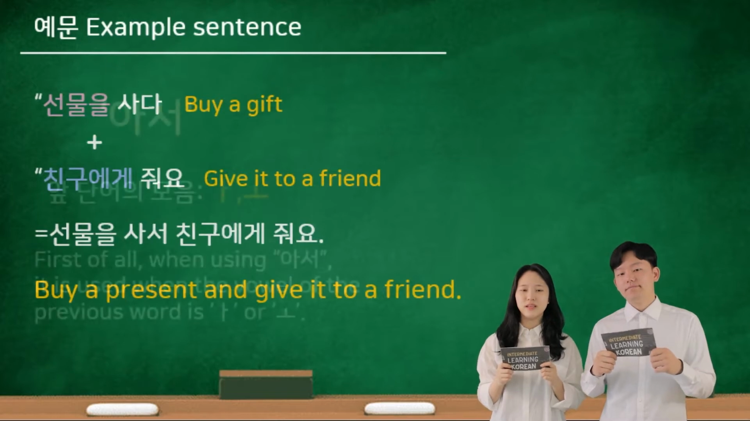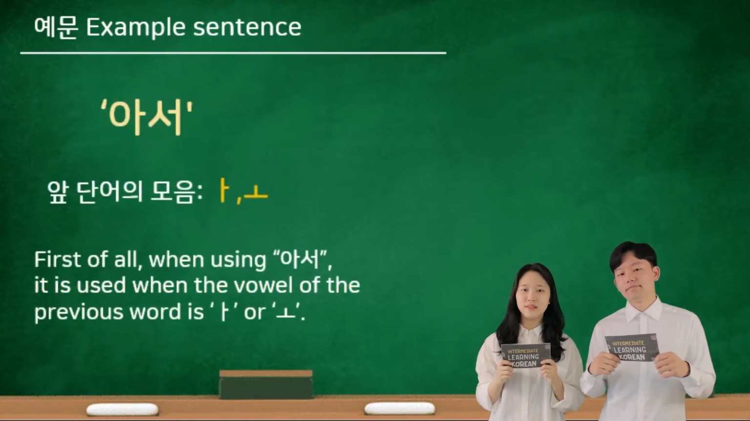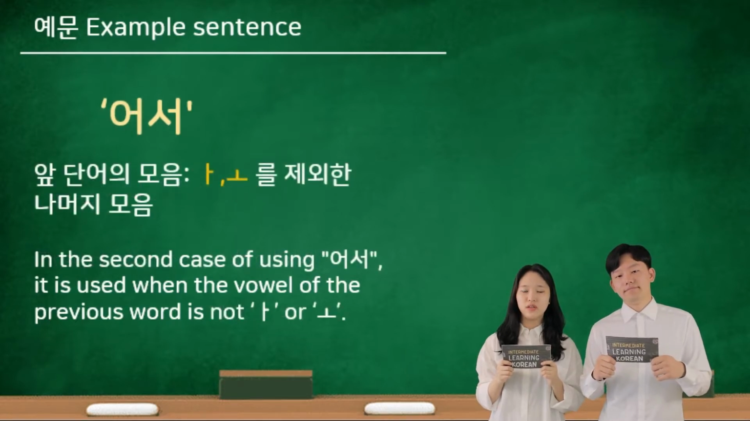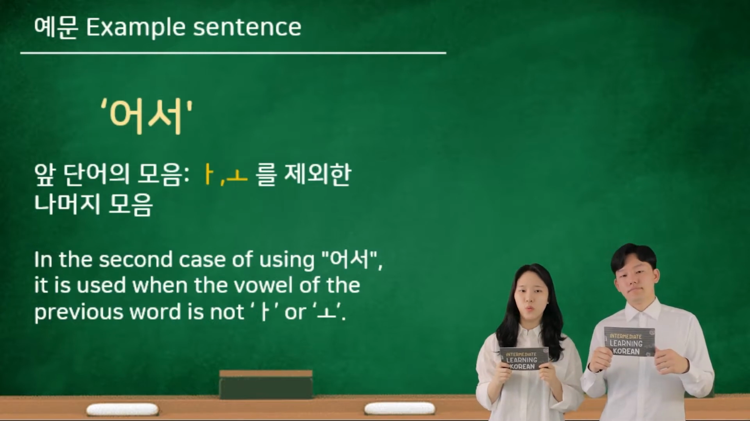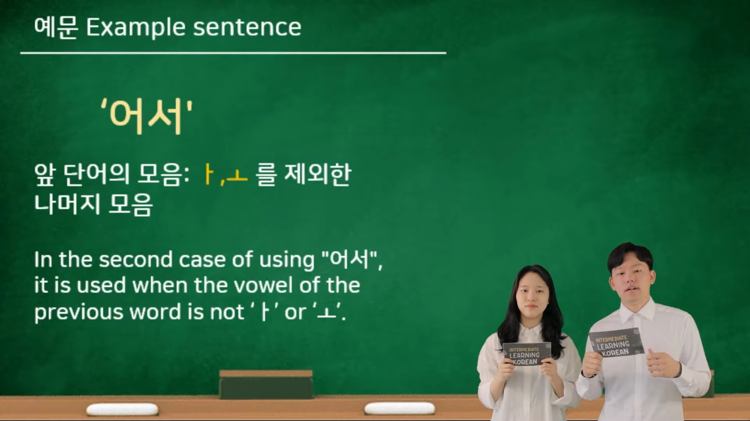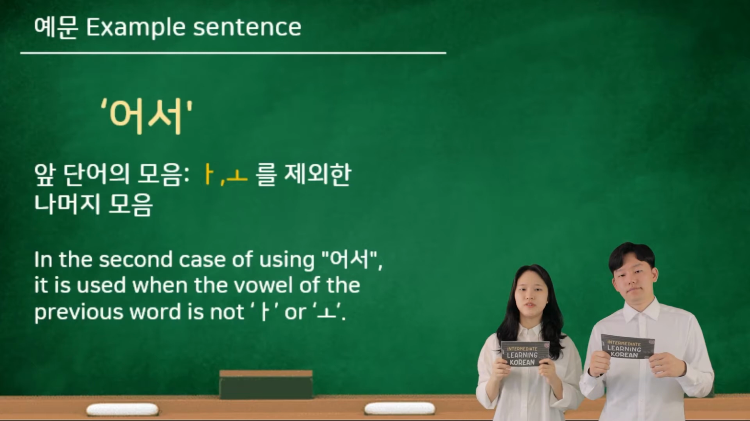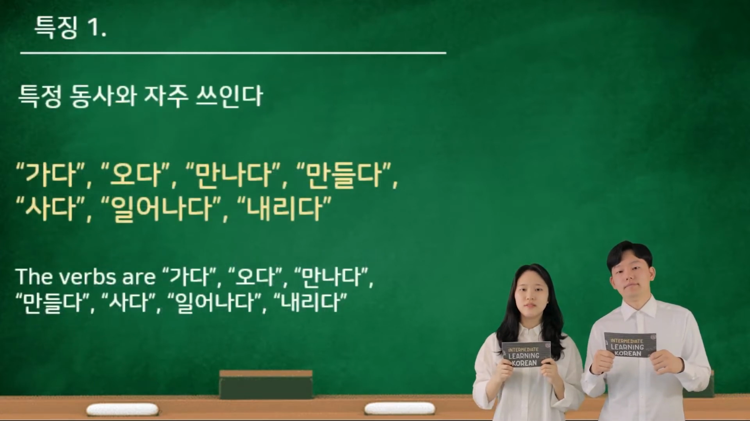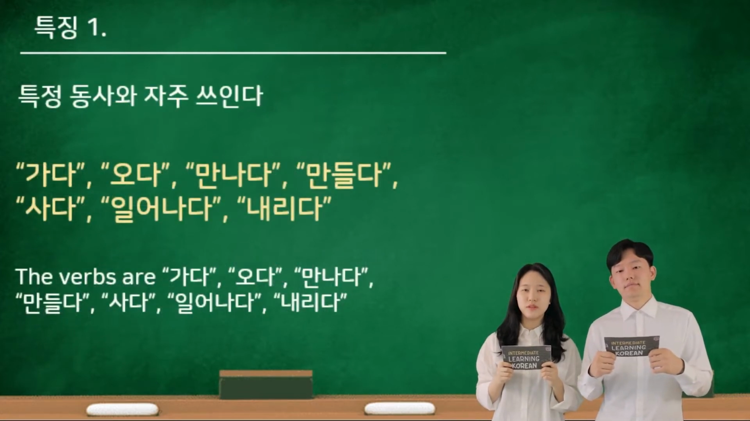The second feature is that the subject of the front sentence and the subject of the back sentence must be the same. For example, there are two sentences: 나는 학교에 가요. And 나는 공부했어요. When the subject is the same, the two sentences are combined and the subject of the back sentence is omitted. Then it becomes the sentence 나는 학교에 가서 공부했어요.